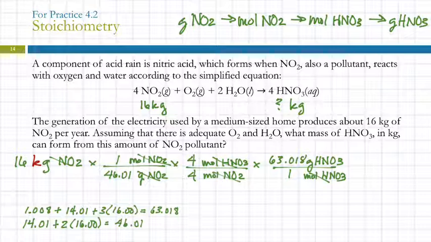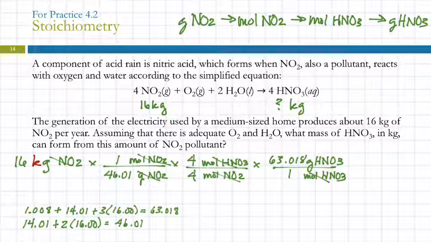Okay, so let's look at the units real quick here. I canceled out grams of NO2 with grams of NO2. I did not cancel the kilo. It's still sitting there. I canceled all these other units. I end up with grams of HNO3. I still have the kilo. So the unit I end up with here is kilograms of HNO3.